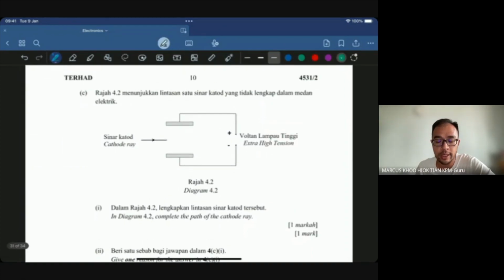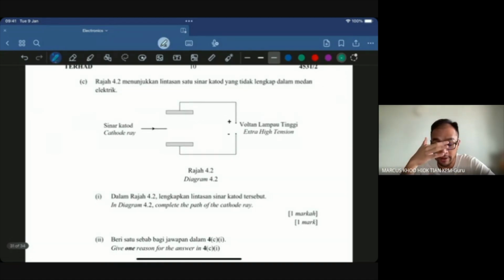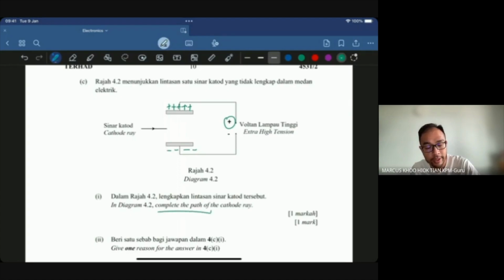All right, 4.2 shows, oh wow, there's no English for this. Menunjukkan lintasan satu sinar cathode. It shows a path of a cathode ray that is incomplete, in the electric field. So positive is here, so we know that up here will all be positive, and this will be negative lah. So complete the path of the cathode ray. Most important thing is that it goes to the positive.